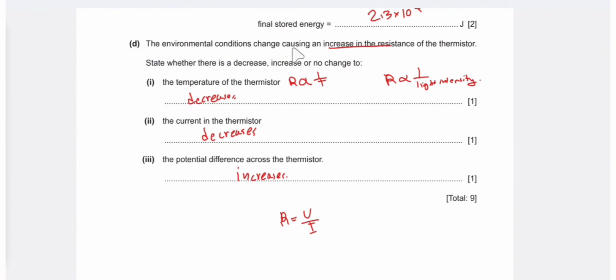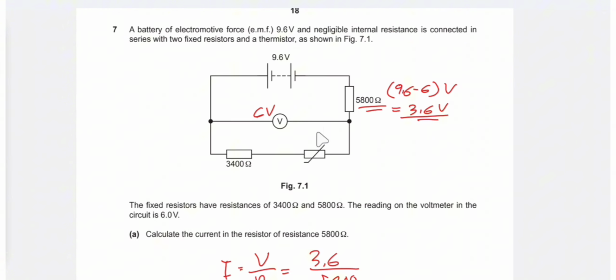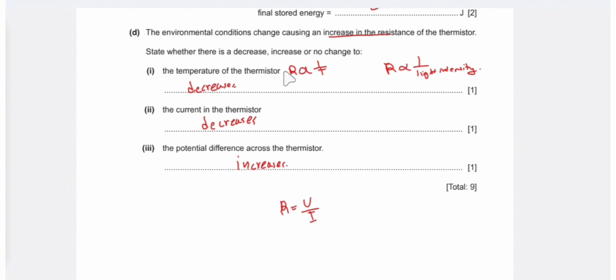The environmental conditions change, causing an increase in the resistance of the thermistor. So the resistance of the thermistor increases. Now for a thermistor, we know that resistance is inversely proportional to temperature. So as the resistance increases, what happens to the temperature? As the resistance increases, the temperature must decrease. So the temperature decreases.